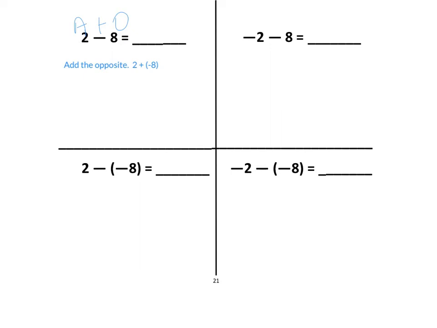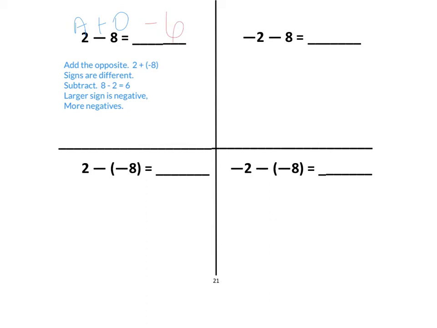Now we can follow the addition rules. The signs are different, which means we need to subtract. And when we subtract, we subtract 8 minus 2, and we get 6. Now we have to take the sign of the larger absolute value, and the larger sign is negative. 8 is negative, 8 is larger. Therefore, we end up having more negatives. And so the answer we end up with is negative 6.